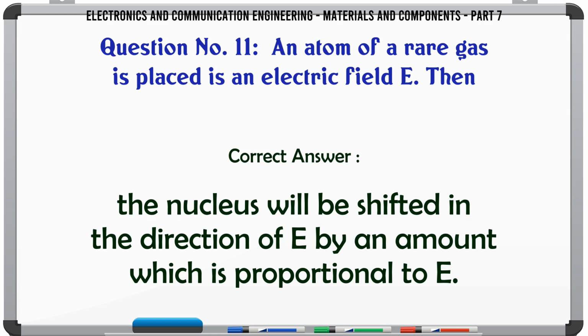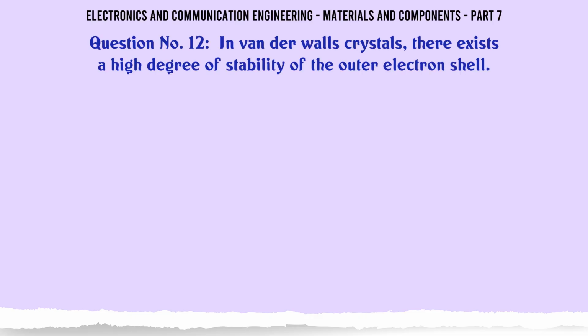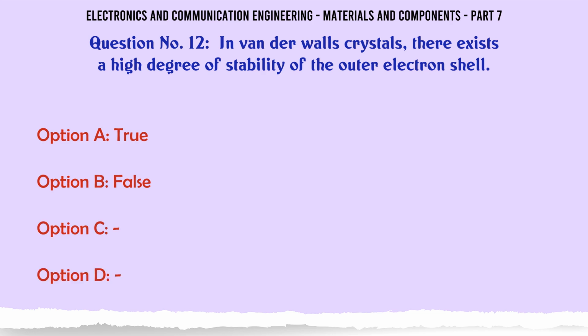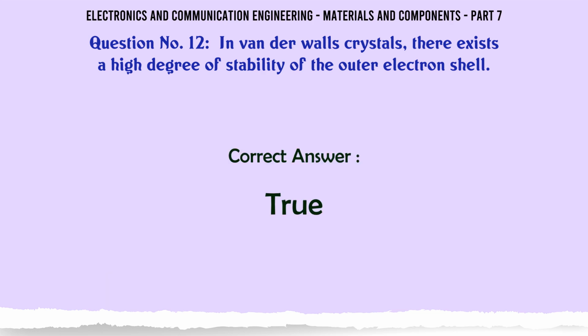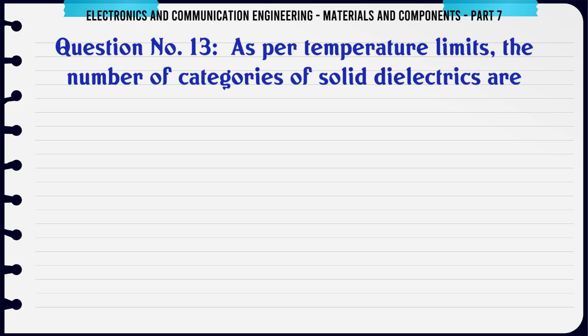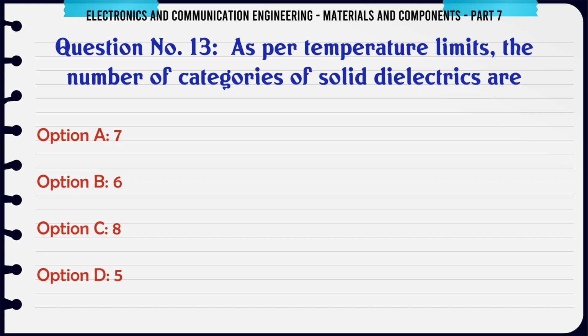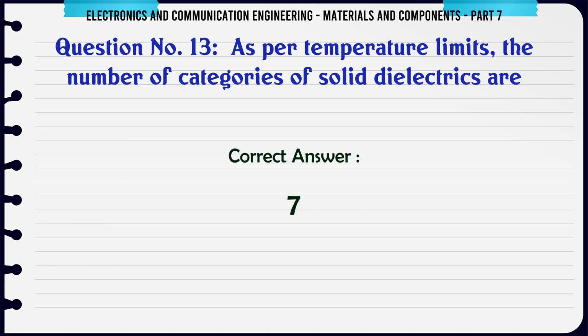In van der Waals crystals there exists a high degree of stability of the outer electron shell. A. True, B. False. The correct answer is true. As per temperature limits, the number of categories of solid dielectrics are A. 7, B. 6, C. 8, D. 5. The correct answer is 7.